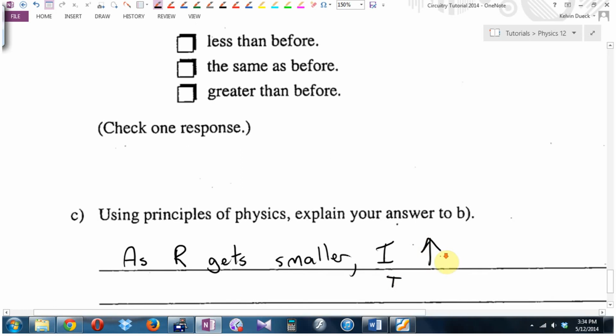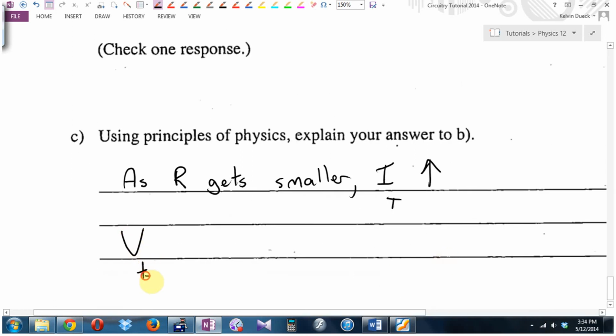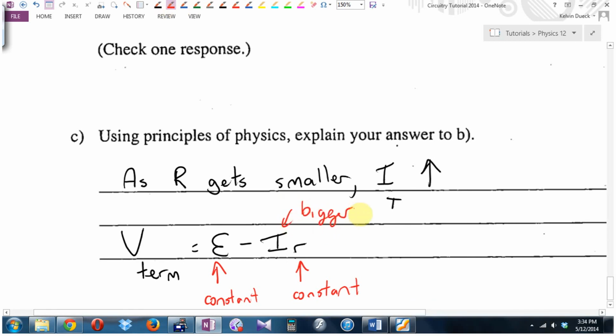And since the terminal voltage is your EMF minus the lost voltage, the EMF is constant. In fact, we calculated it in part A. What's going to happen to the new terminal voltage? Bigger, smaller, stays the same? Doug, what do you think? Let's see. This got bigger, right?